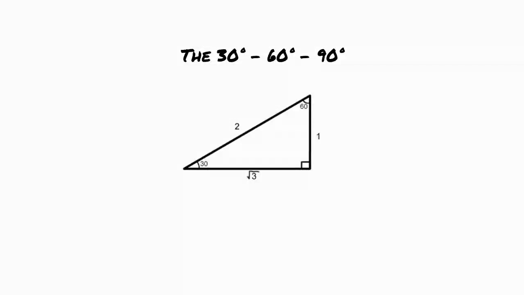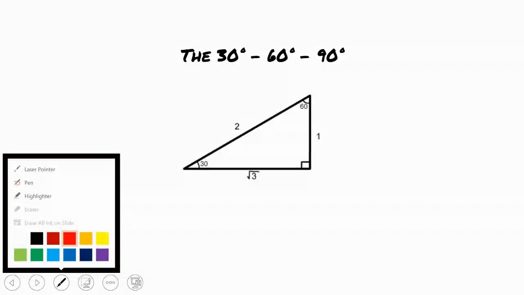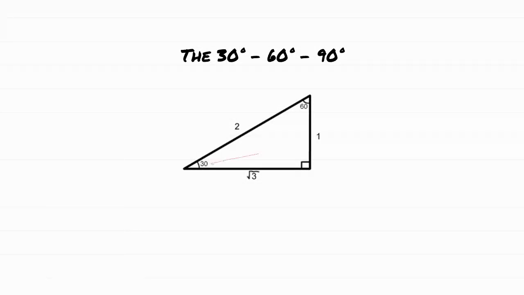You do need to know where the sides fall. Know that the side opposite the 30-degree angle is 1. The side opposite the 60 is the square root of 3. And the hypotenuse, which is opposite the 90, is always 2. Now, we use this when we are finding the trig functions.